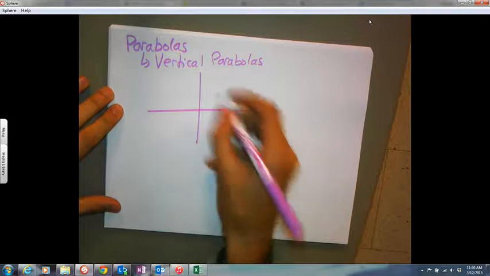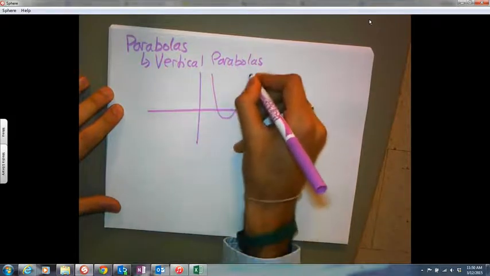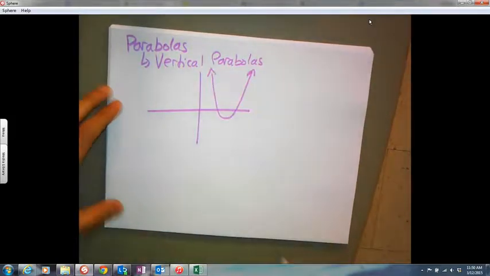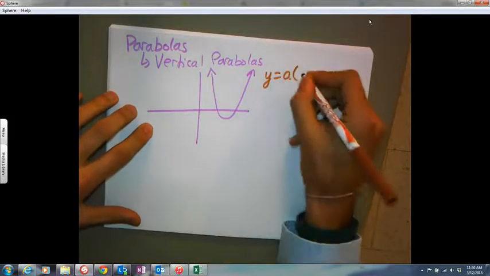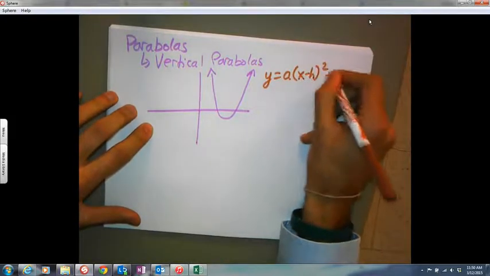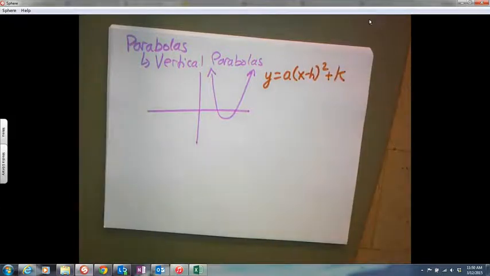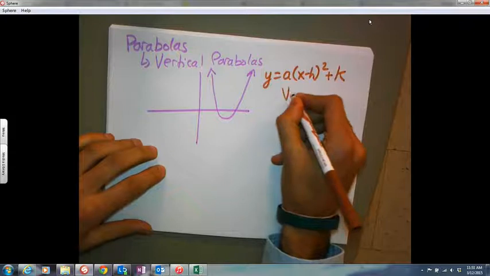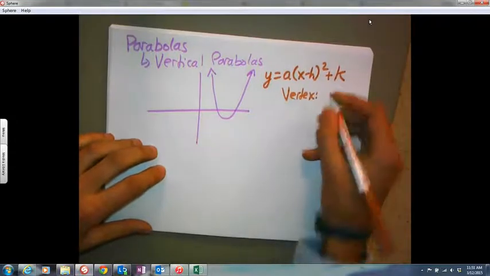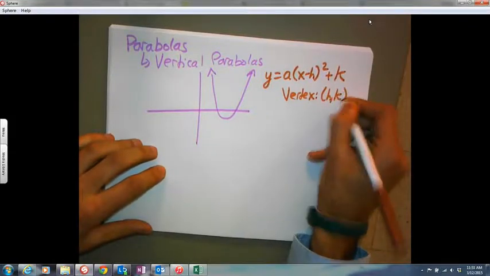So vertical parabola, seen this before. And you can identify the equation as y equals a(x minus h) squared plus k. There are several ways to write this. This is one way, one way that will be helpful for us. And we know, of course, that all parabolas have what's called a vertex, and the vertex has coordinates (h, k).